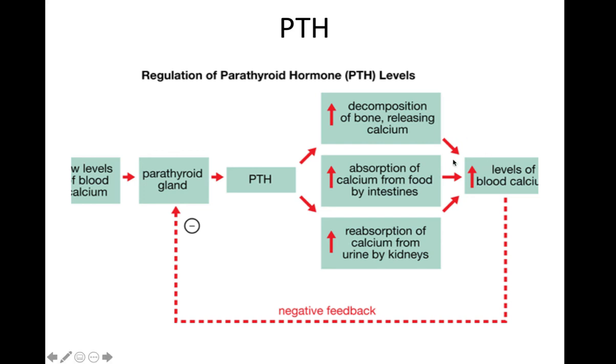blood. When blood calcium levels increase, this will cause negative feedback in order to decrease the parathyroid hormone, and this maintains the balance and maintains constant levels of calcium within the blood.